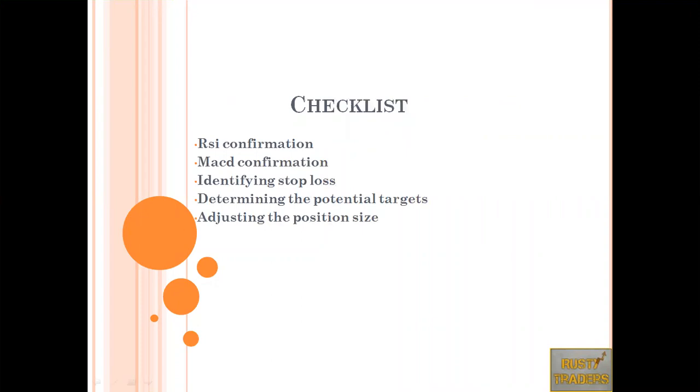So what are the basic checklists? To execute this strategy, we have prepared a checklist which contains these points. First, you need to have the RSI confirmation. Second, you need to have the MACD confirmation. Third, you have to identify the potential stop loss. The fourth is you have to determine the potential targets using the 50 DEMA, pivots, or the MACD and RSI reversal points. And accordingly, you adjust your position size. We'll understand that in detail as we go along.